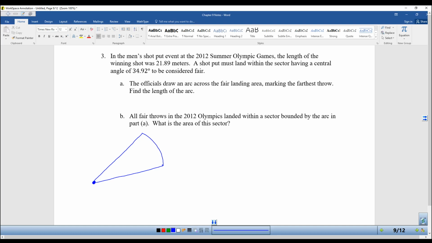Okay. So in this men's shot put event, the winning shot was 21.89. So it was way out here at 21.89. No matter where it was on here, that would be considered the radius. And then his angle is 34.92 degrees. The officials draw an arc across the fair landing area, marking the furthest throw. Find the length of the arc.